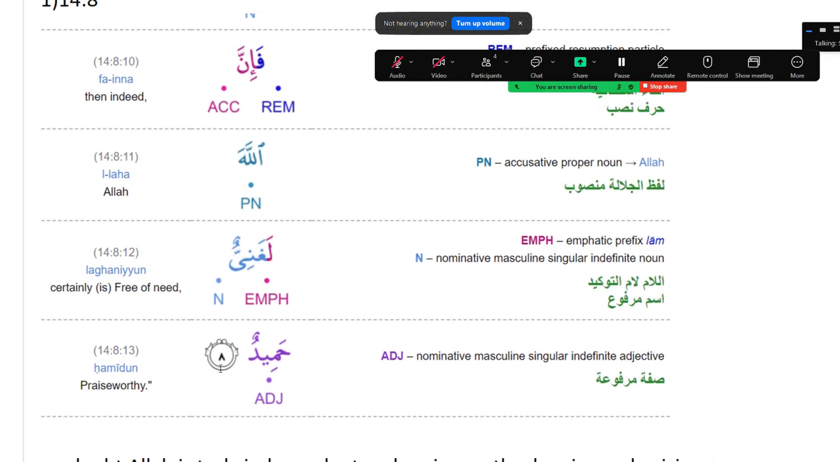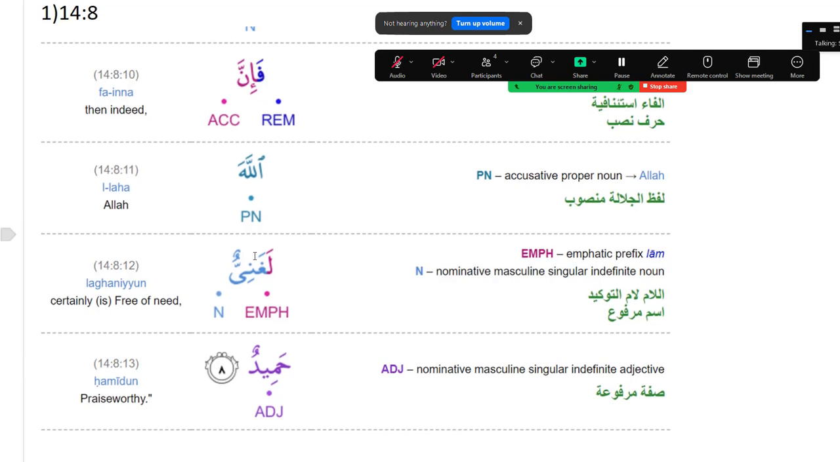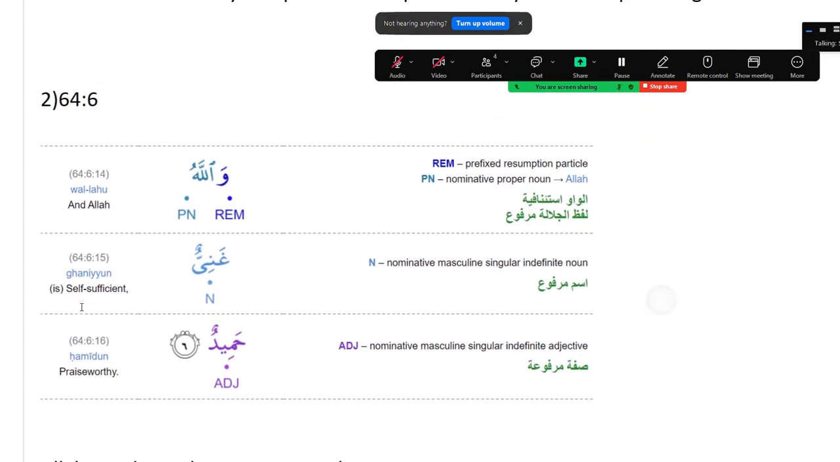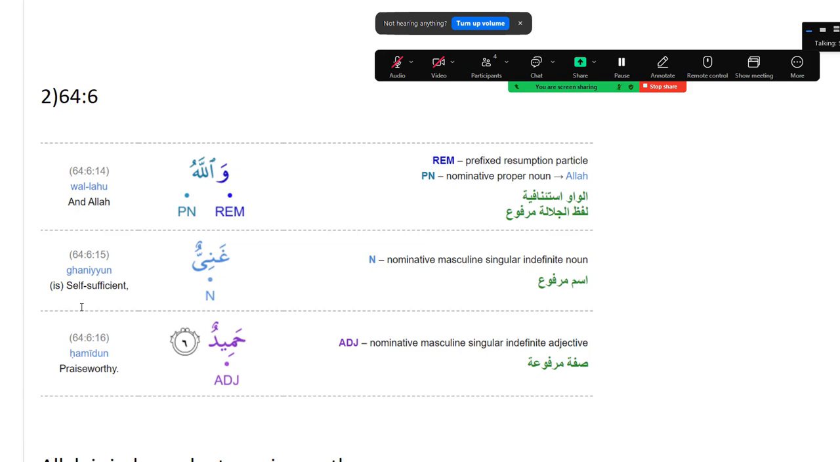In this ayah, there is a lam of emphasis, right? And look at the translation. La ghaniyyun hamid, it says, then indeed Allah certainly is free of need, praiseworthy. No doubt Allah is truly independent and praiseworthy. But in this ayah, Wallahu ghaniyyun hamid. Allah is independent and praiseworthy. So there is no lam of emphasis in this ayah.